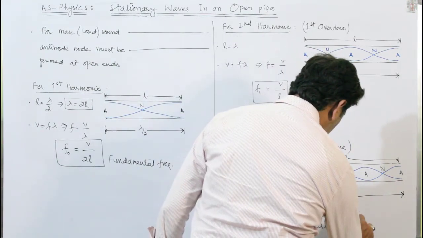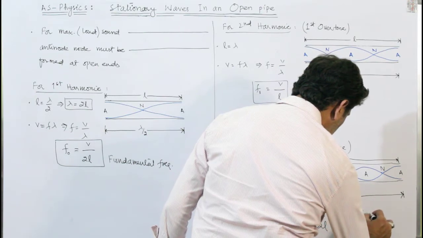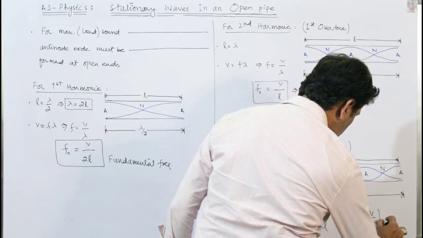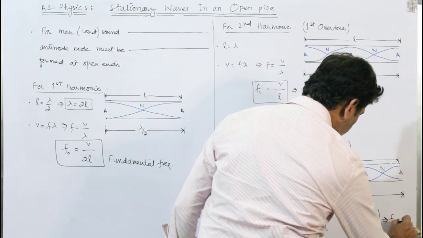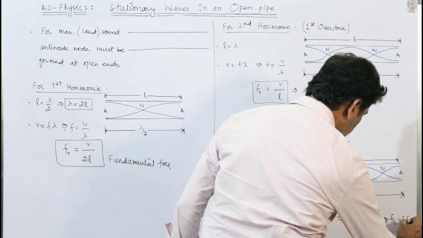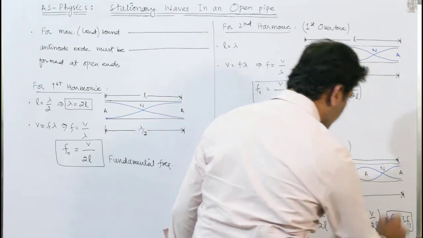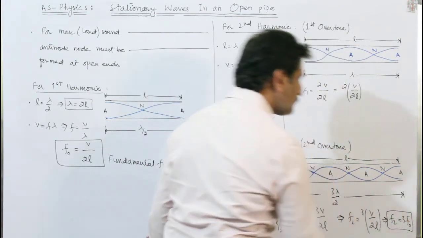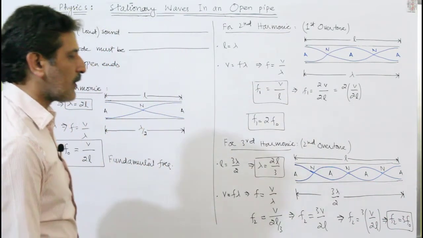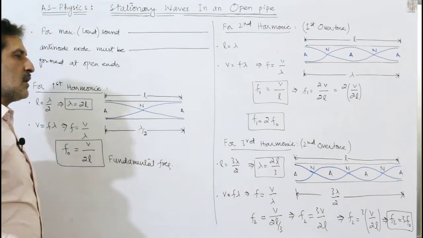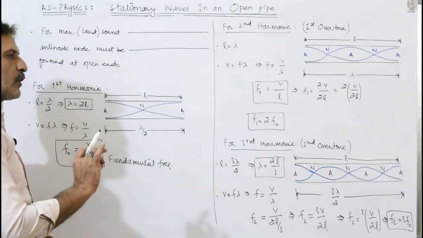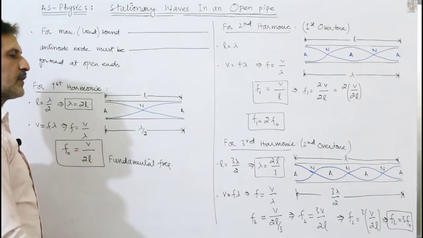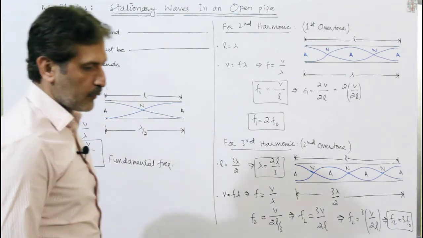We will write this F2 like 3V over 2L. So it becomes F2 is equal to 3 times F1. That means 3 times the fundamental frequency, not F1, F0. F2 is equal to 3 times F0. It means the frequency of the third harmonic or the second overtone is equal to 3 times the fundamental frequency.